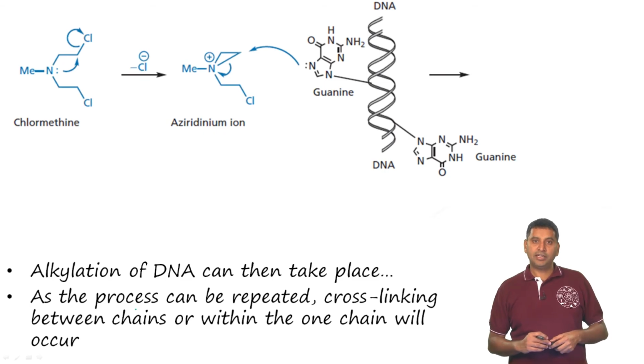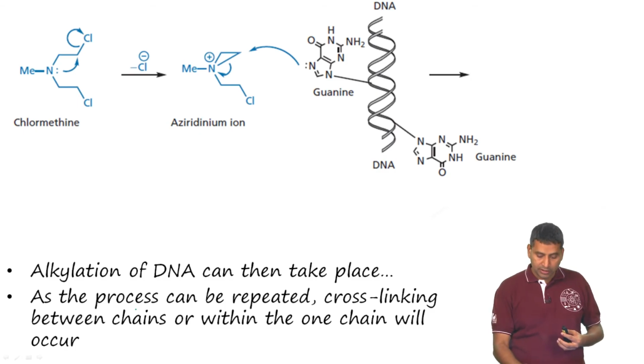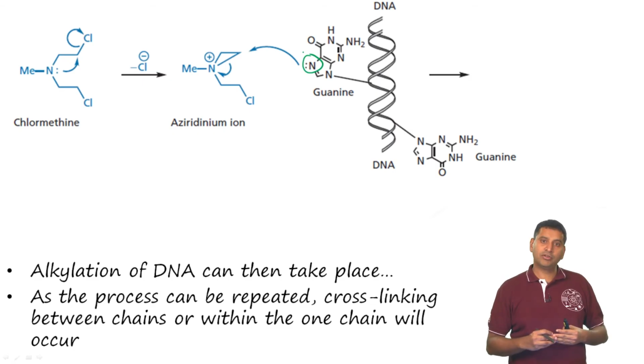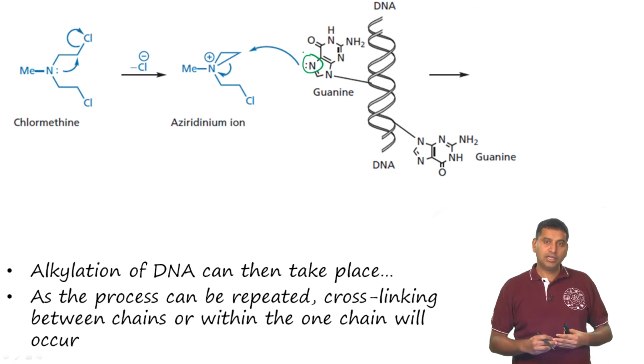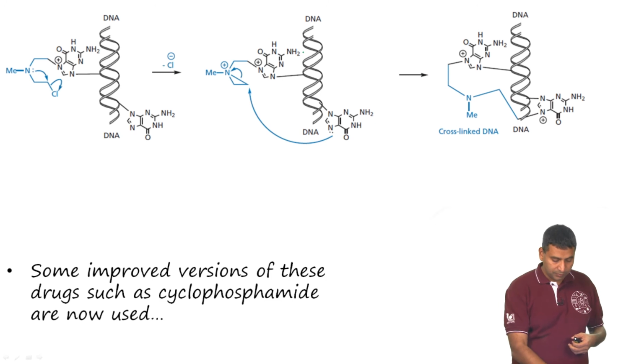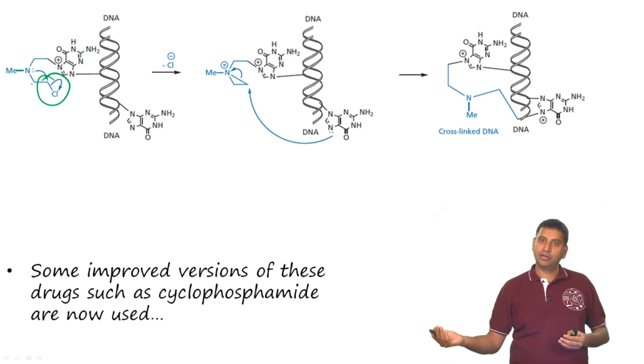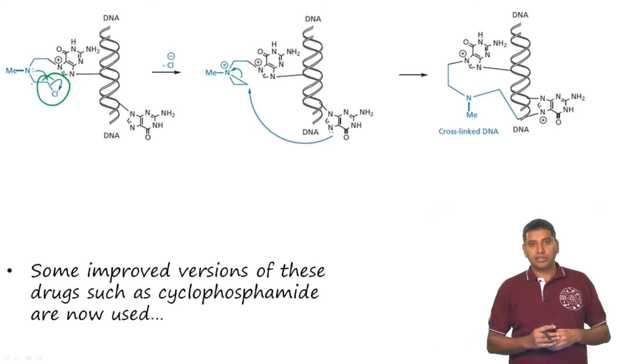Once this highly reactive aziridinium ion is formed, it is a substrate for attack by guanine, for example, and once it reacts with guanine, it forms a covalent bond. Formation of this covalent bond is an irreversible process, and now the second chloride ion can be displaced from the resulting species, again forming an aziridinium ion. Another molecule of guanine or another nucleophilic base can attack and form a crosslink. There are some improved versions of these drugs that are used, such as cyclophosphamide, and we will look at this later in the course.